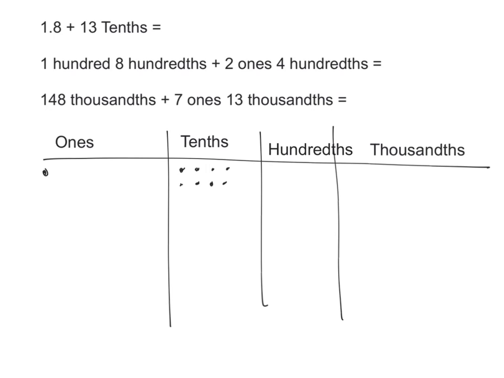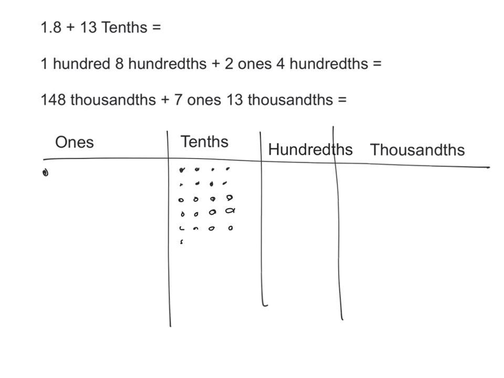So now that I have 1.8 modeled in my place value chart, I need to draw 13 more discs in the tenths column. 1, 2, 3, 4, 5, 6, 7, 8, 9, 10, 11, 12, 13. Okay, now I could say my answer is 1 one, and how many tenths do I have altogether? Let's count those tenths. I have 4, 8, 12, 16, 20, 21 tenths, right? Is 21 tenths simplest form? No. Can I regroup any of these tenths to become a 1? Yes. How many tenths does it take to make 1 one?